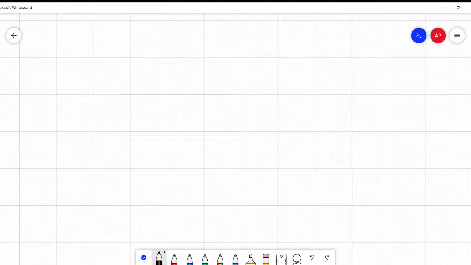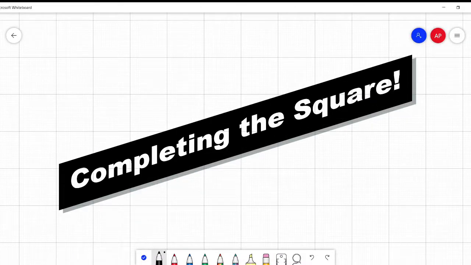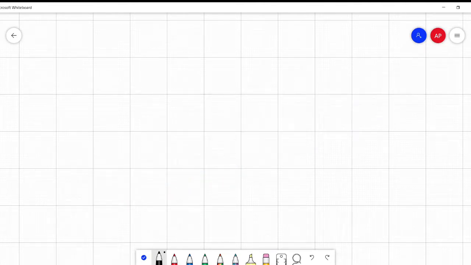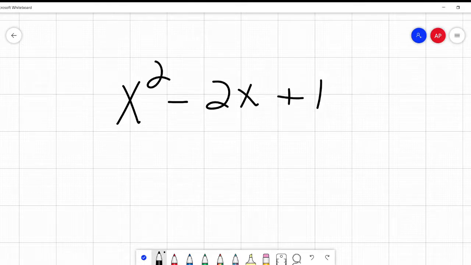Today's lesson is on completing the square. This has to do with solving quadratic equations. Like if you have something like this and you're asked to solve or find the zeros of this quadratic equation.